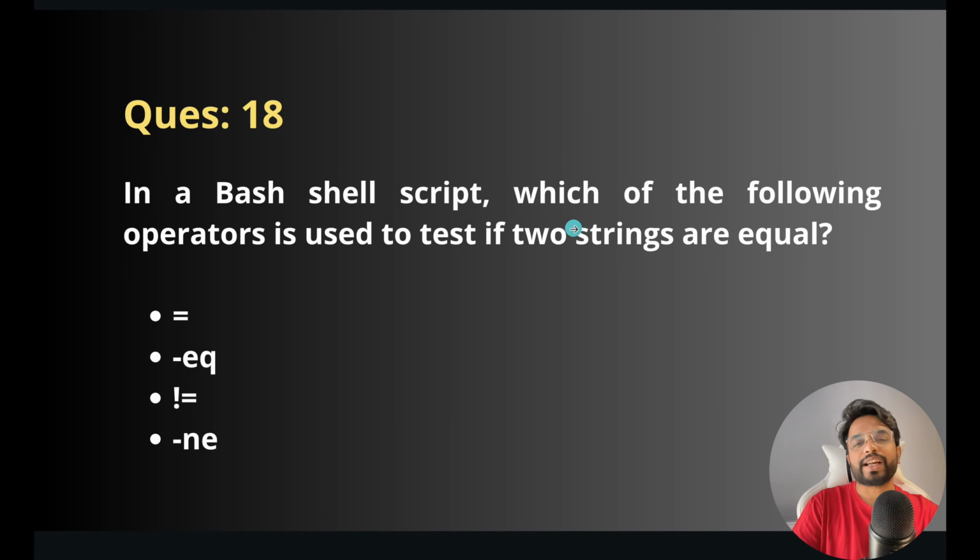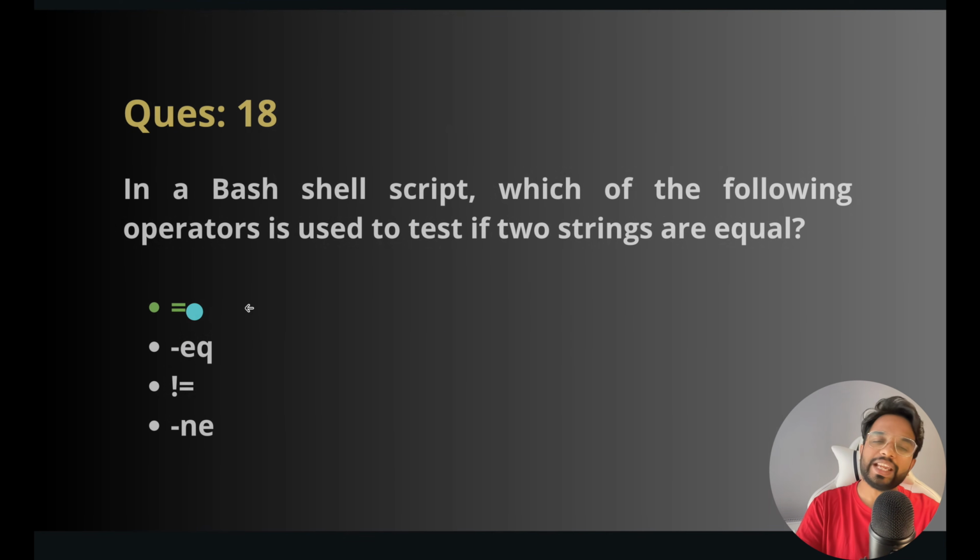In a bash shell script, which of the following operators is used to test if two strings are equal? We just saw this example using the mon variable. So the answer is equal.